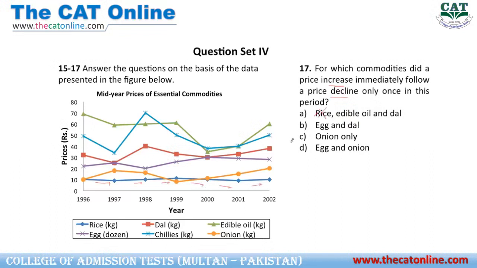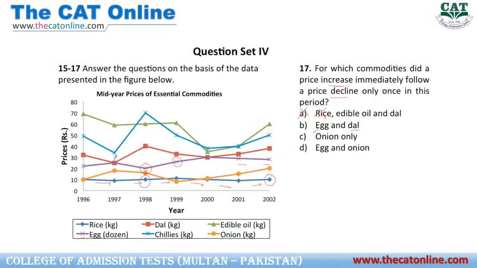So rice is not the correct answer, so we strike out A, because here the price of rice increases twice, once here after a decline in 1997 and once here in 2002 after a decline in 2001. So this is not the right answer option. Let's check for egg for answer option B. So egg is represented by this purple line. So we have a decrease here and then it increases. So we have this once and then it decreases and decreases. So the increase follows only once after a decrease. So egg is okay. Let's check for dal now.